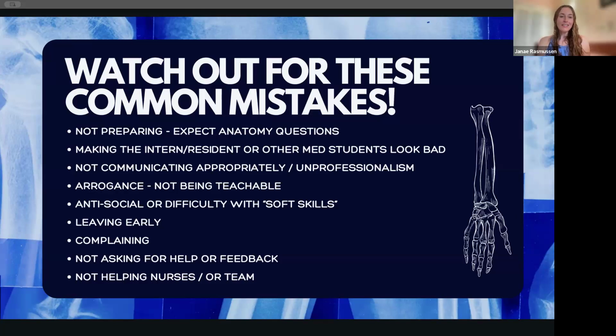Another important aspect is when you don't ask for help or feedback, which ties into when I see students that are very arrogant, that think, oh, because I auditioned at this big name program or because I've already done this, that all of a sudden they think that they're better than other students, or sometimes they act like they're better than the residents. You are there to learn. You are there to demonstrate that you are teachable, that you are great working on a team.